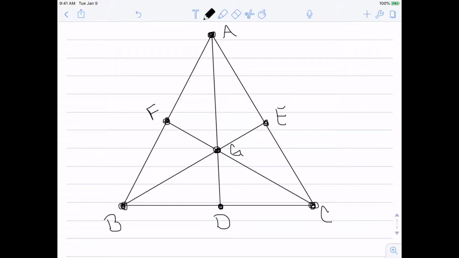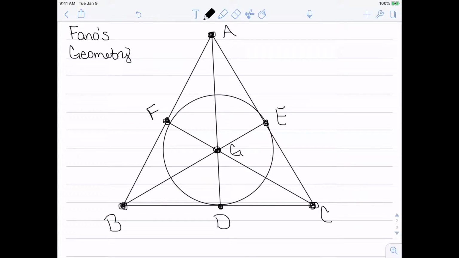However, this isn't a great thing because it doesn't satisfy axiom 2. So we can see, for instance, there's no line between E and F. And we can actually solve this issue by adding 1 more line so that we have 7 points and 7 lines, by drawing this line that passes through D, E, and F. And this modified version is known as Fano's geometry. And it's a very special geometry because it's actually what's called a projective plane.